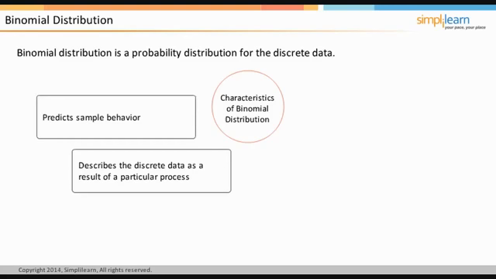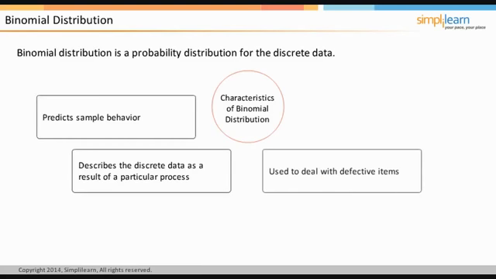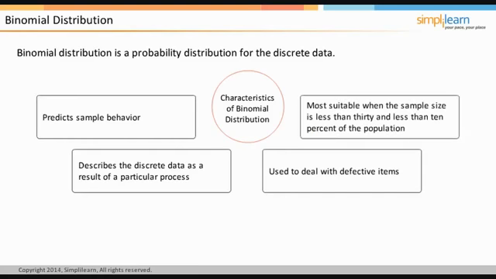A process is known as Bernoulli's process when the process output has only two possible values, like defective or OK, pass or fail, and yes or no. Binomial distribution is used to deal with defective items. Defect is any non-compliance with a specification. Defective is a product or service with at least one defect.